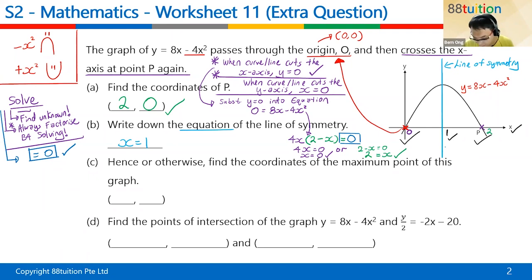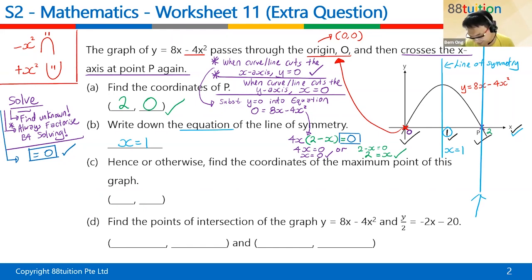All right, so the name of the line is called x equal to 1. Why? Because it cuts the x-axis at 1. That's called x equal to 1 lah. Sure. That means if I draw a line like this, okay?